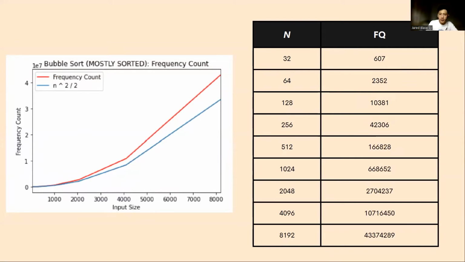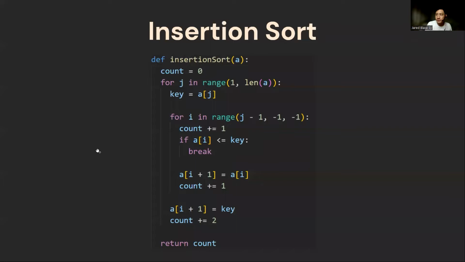For the almost sorted case, the gap between the basis and the frequency count is minimized. In the previous case, the swapping occurs frequently, but in this case, it is minimized as most of the elements are already sorted. But even at the best case, you can see that the algorithm is still O of n squared. Now let's move on to the next algorithm.